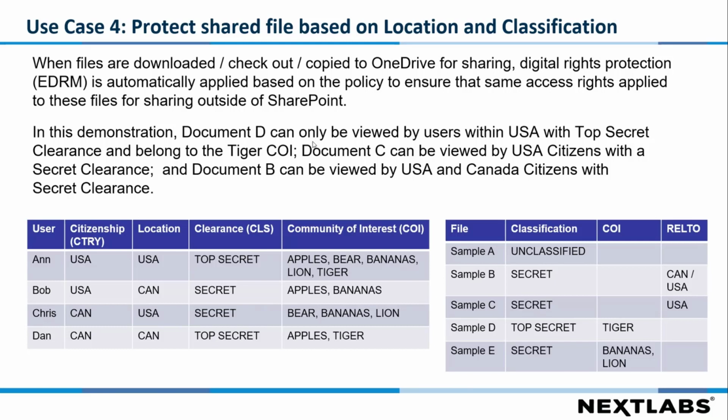And so we're going to be looking at document D, which was top secret and belonging to the Tiger community of interest and being inside the US, and also looking at document C, which was a secret document that required you to be a US citizen, and then document B, that you could be US or Canadian, but still have a secret clearance. And so to begin with, we're going to log in as Anne.